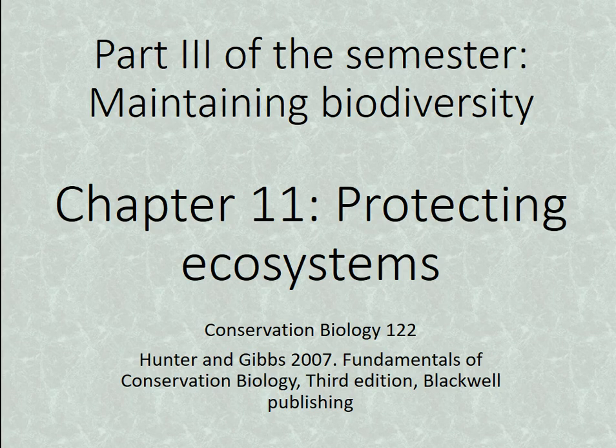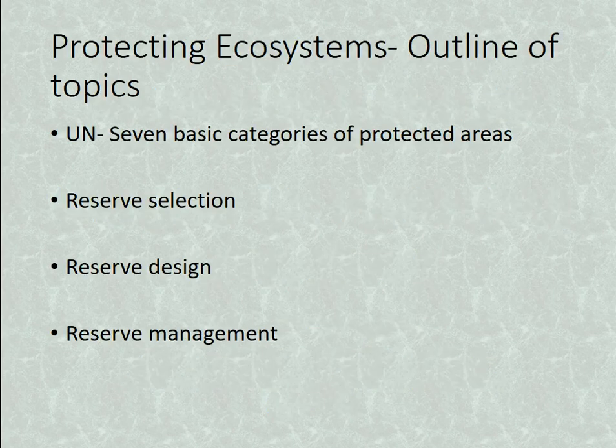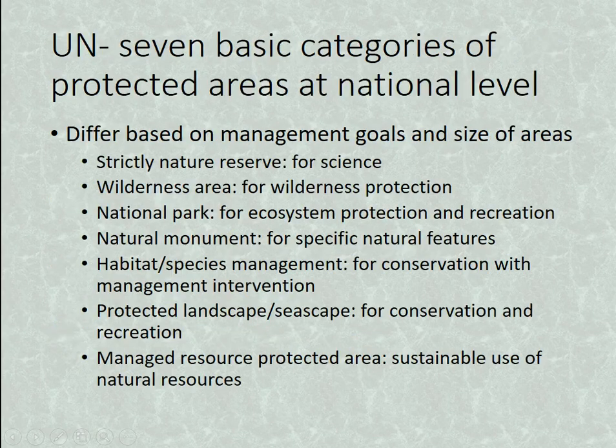First we looked at what biodiversity is and the different types, and next we looked at the threats to biodiversity. Now we're looking at how we can maintain it, as well as the human factors of how we maintain it. So Chapter 11 is protecting ecosystems, and we'll look at a few topics here. We'll look at the different categories of protected areas. We'll look at a little bit to do with reserve selection and design. You'll also do a case study where you read an important paper on the topic, and then we'll look a little bit at management.